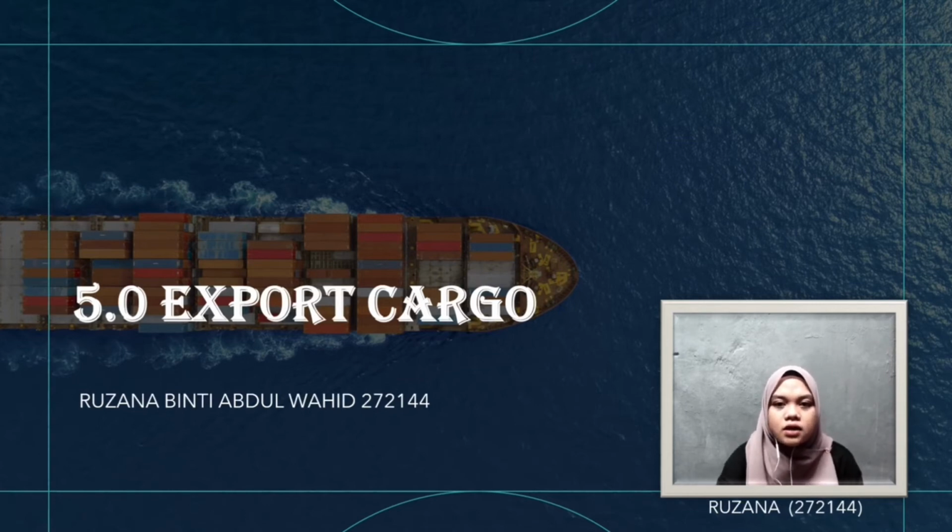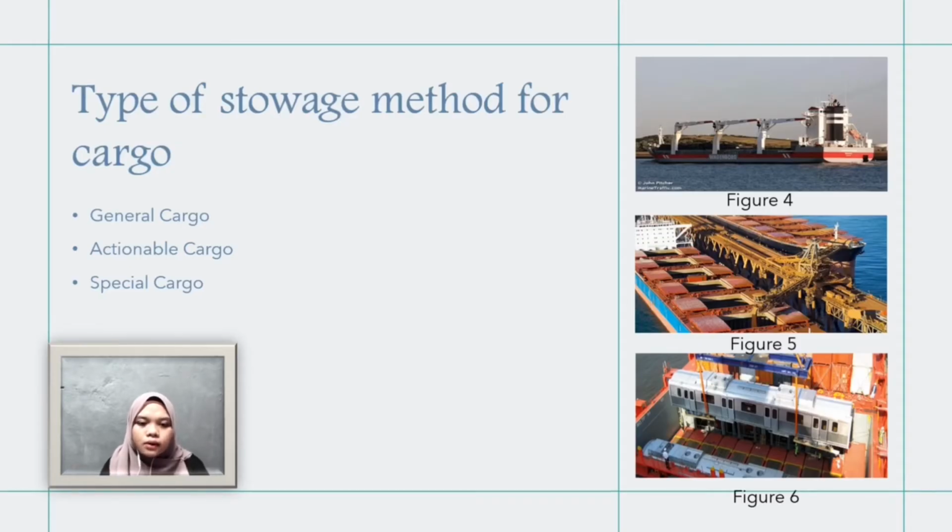My part is I want to explain about export cargo in Australia. Next, I will explain about types of storage methods for cargo.